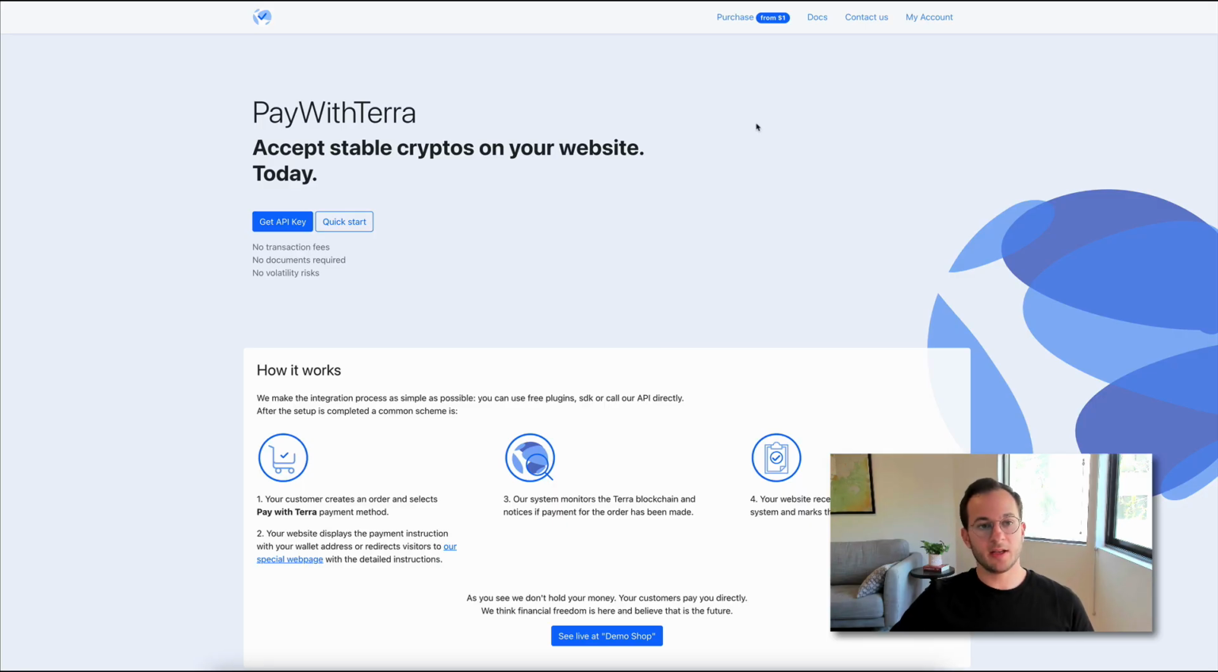In addition to Chai, there's also Pay with Terra, and I'll link that below. The Pay with Terra platform helps anyone integrate crypto payments into their website, and it also helps track the order flow for them. So something really interesting in this space, and it's great to see this type of innovation.